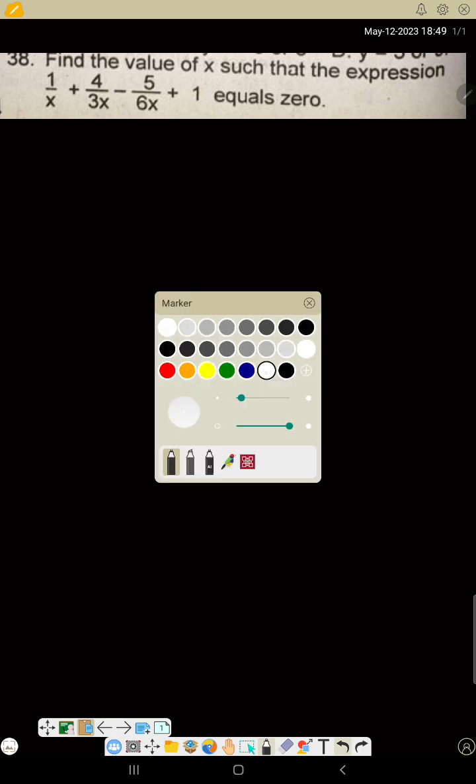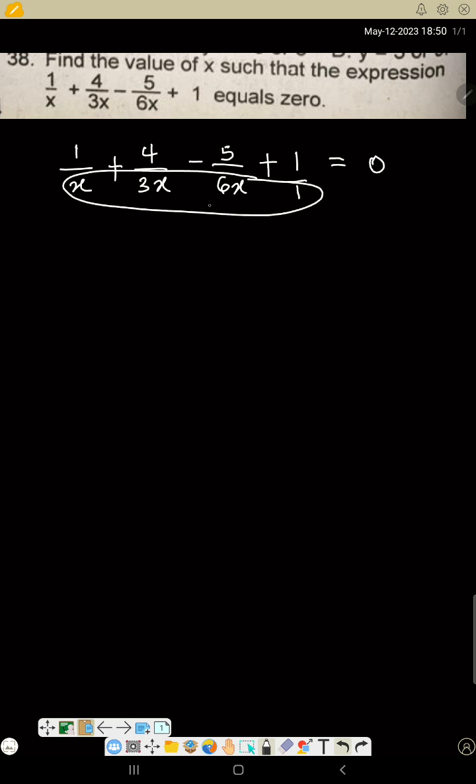This one is: find the value of s such that the expression 1 over s plus 4 over 3s minus 5 over 6s plus 1 is equal to 0. So to find the value of s for which all this expression equals 0, this one will now be over 1. So what's the LCM of everything like this? LCM of s, 3s, 6s and 1. Everything's LCM is 6s.